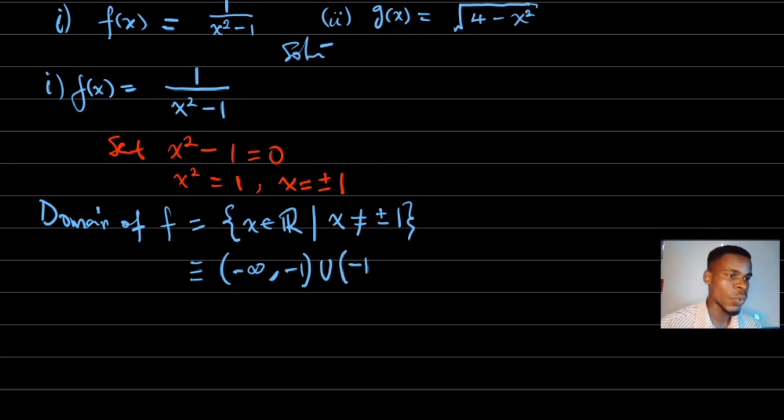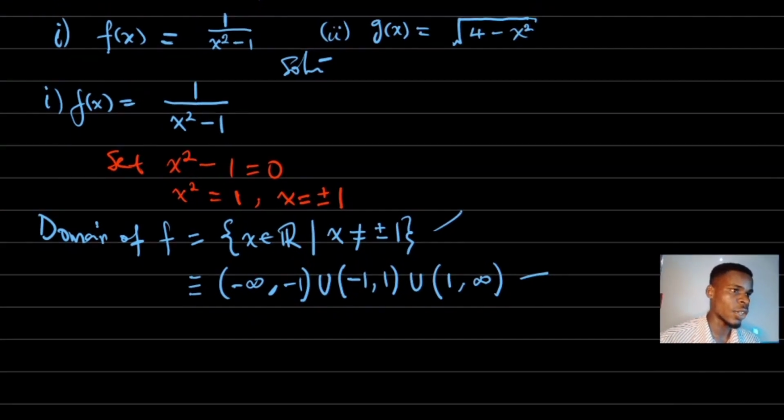Also, between -1 and 1, there are other real numbers. So we take the real numbers between -1 and 1, but with -1 and 1 excluded. That's why we're using the parentheses. And then lastly, from 1 up to infinity. Good. By removing the 1 and the -1, this is also a way to represent it. These are interval notation and the set builder method. Okay, that's it. Let's do the second one.